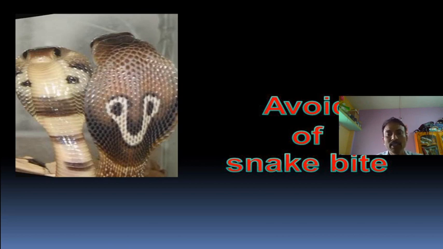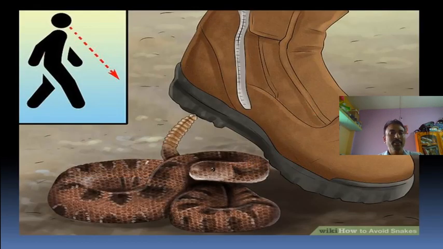Now, how to avoid snake bite? It is very important when we are trekking, walking, or going anywhere in snake-prone areas, or where a snake is known to be present. We should wear shoes. We have to focus on our path or road, which means we have to look down also.